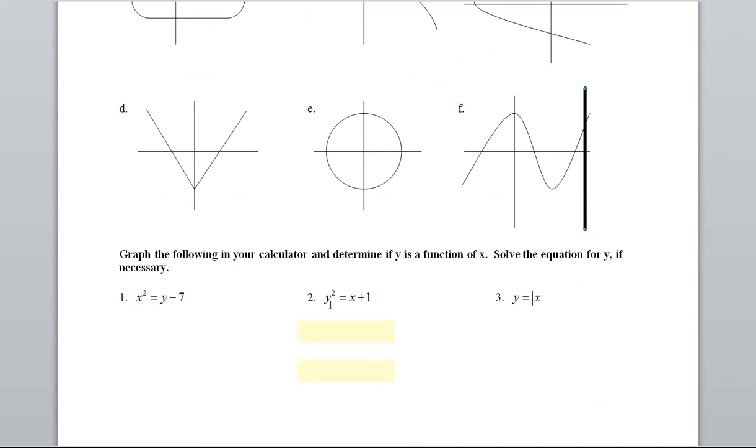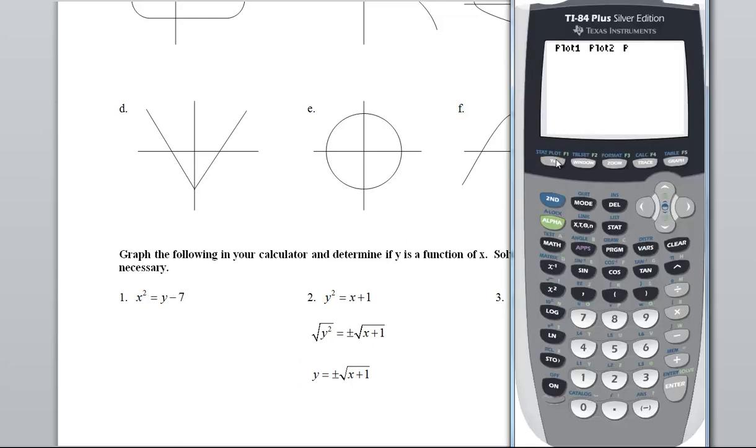I've got to solve for y. If you remember, to get rid of a square, I take the square root, but also remember I need to do something over here when I take the square root of both sides, and that is use plus or minus. So the square root of y squared is just y. So I've got y is equal to plus or minus the square root of x plus 1.